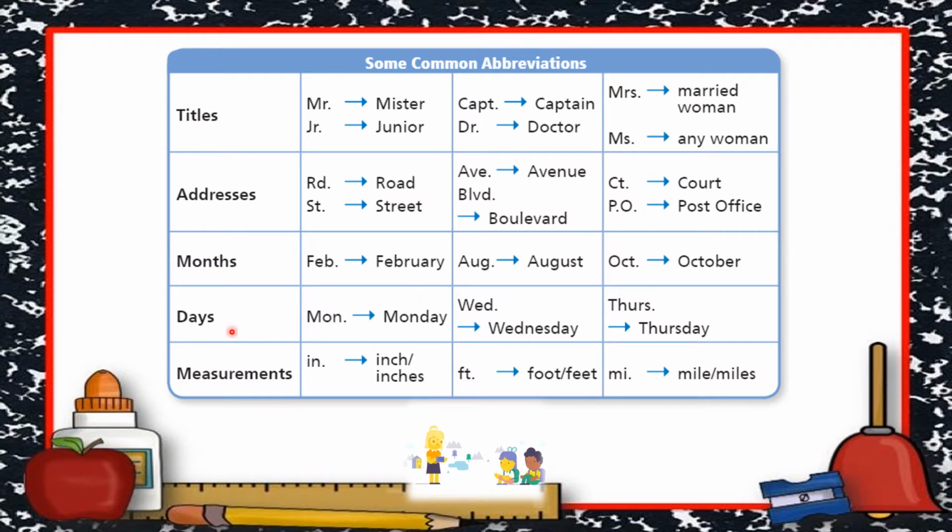As for the days, you have Monday, again, take the first three letters of the full word for that day, and then add a full stop. Same with Wednesday. However, we have exceptions for Thursday and Tuesday. Take the first four letters, in this case, capital T-H-U-R-S, and then add a full stop. Now, as for measurements, we have abbreviations for inch or inches, for foot or feet, and for mile or miles. So you can check out different abbreviations and more of this online.